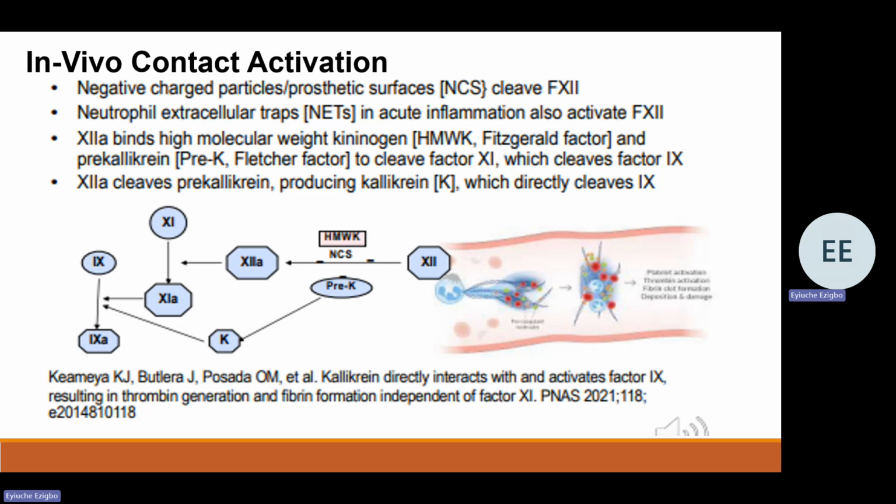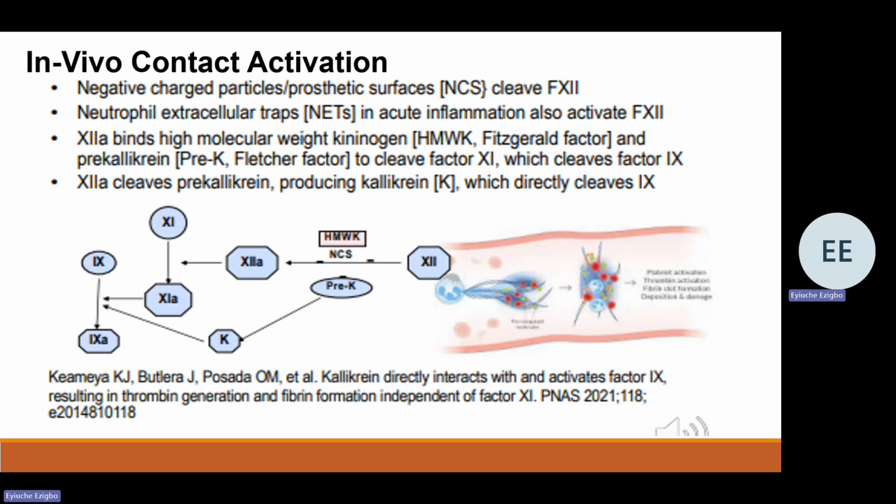This contact activation system is an in vitro phenomenon. It occurs in vitro, in which factor 12 is activated in the presence, as you can see in this diagram, of negatively charged surfaces, such as silica particles, kaolin, silicate, and ellagic acid. But in vivo, this contact pathway can be induced by neutrophil extracellular traps. That's the next.